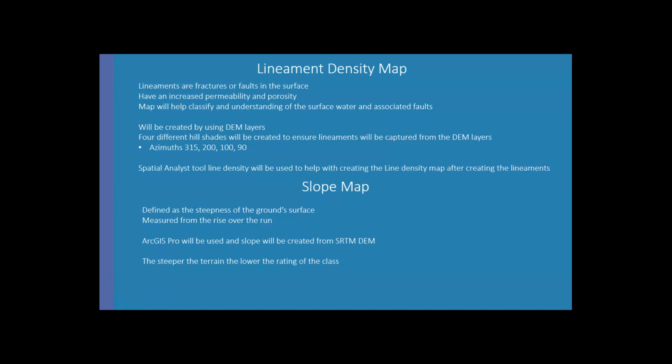After the hillshades are created, I will create shapefiles using polyline to show the alignments. Then I will use the line density tool to create the alignment density map.